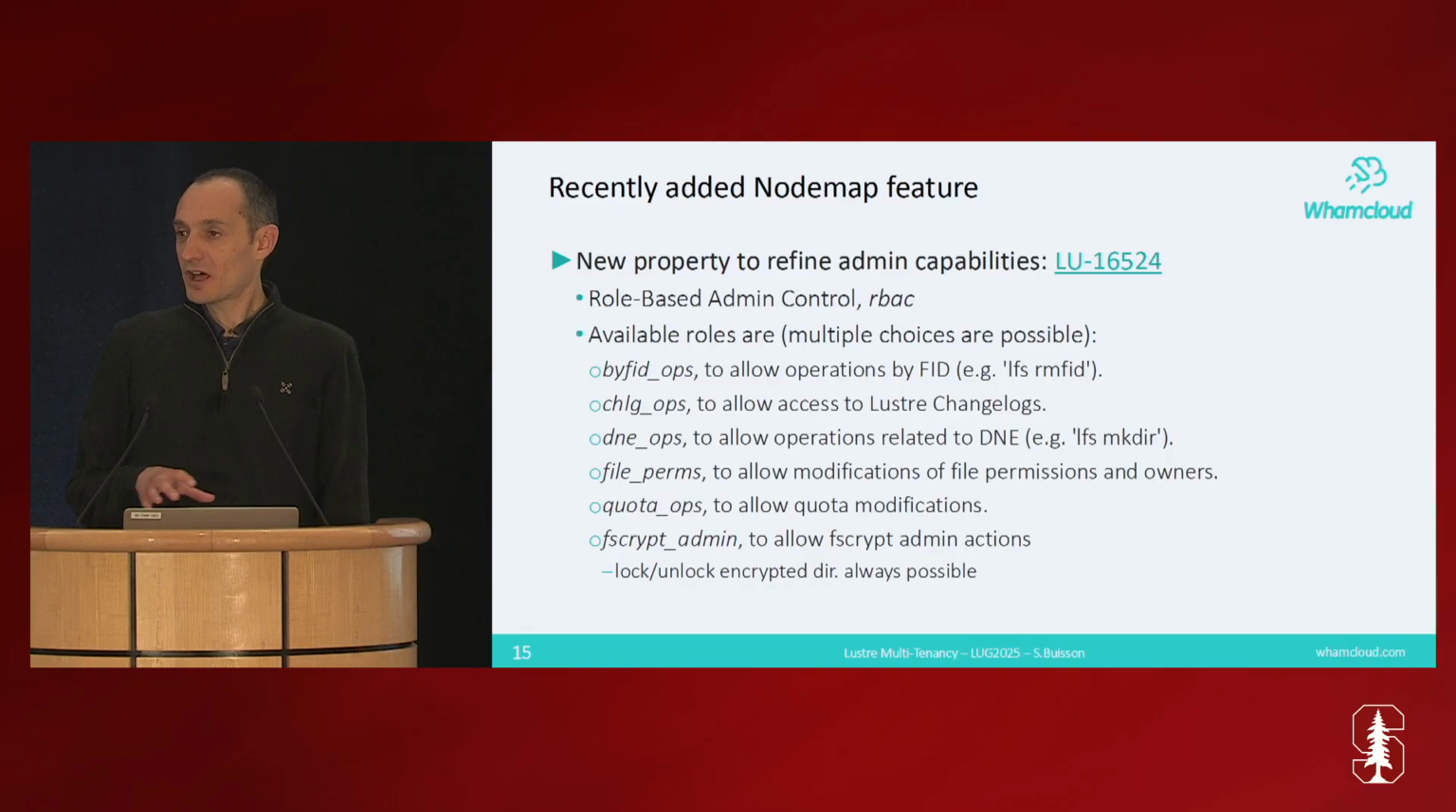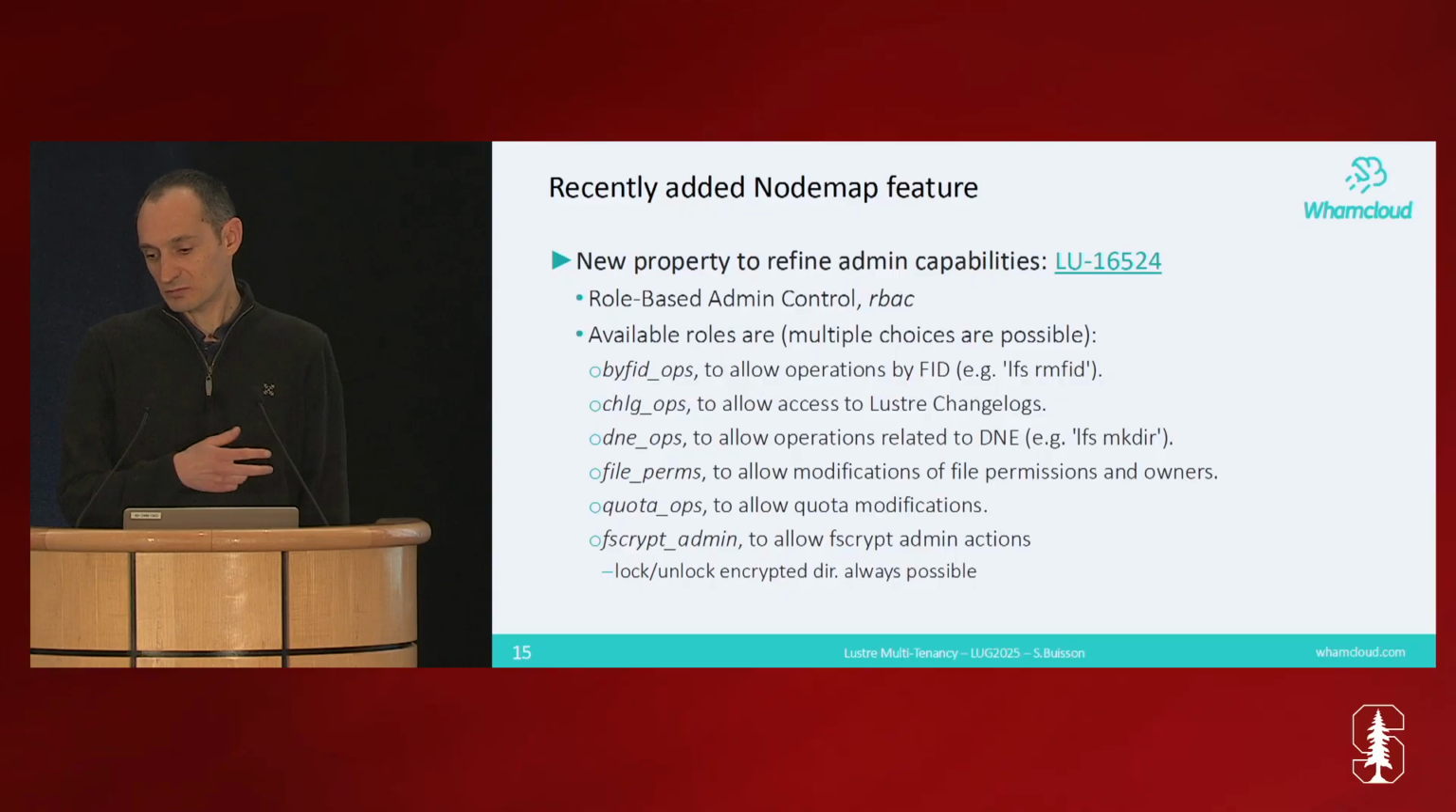So really, the node map feature is the foundation for Lustre Multi-Tenancy implementation. And we have been adding or enhancing the node map feature with new properties to better support multi-tenancy. For instance, we introduced the role-based admin control property, RBAC for short. It's a collection of roles that you can give or withdraw from your clients that are part of the given node map.